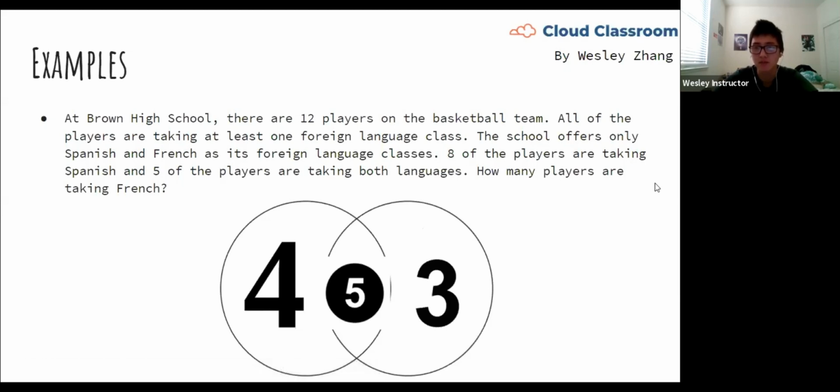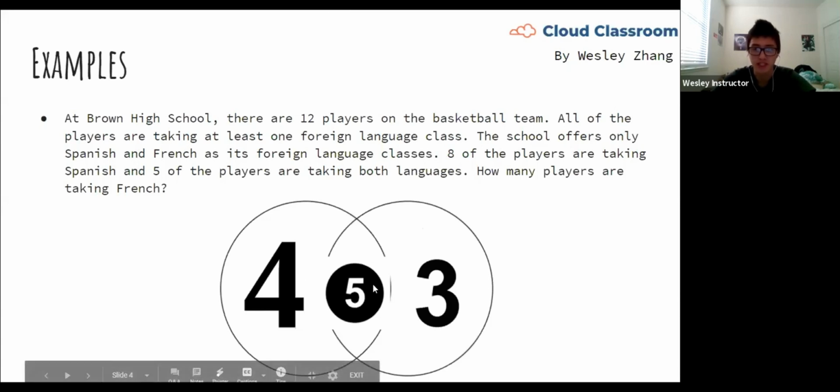So it says 8 of the players are taking Spanish. Well, we have 5 people here in the middle already taking Spanish. So 8 minus 5 is 3. So 3 players are only taking Spanish, and 5 players are taking Spanish and French. And now we have these two numbers, we can find out how many people are just taking French. So we just add these two numbers up. 5 plus 3 is 8. There are 12 players total, so 12 minus 8 is 4. So there are 4 players only taking French, 3 only taking Spanish, and 5 players taking both.